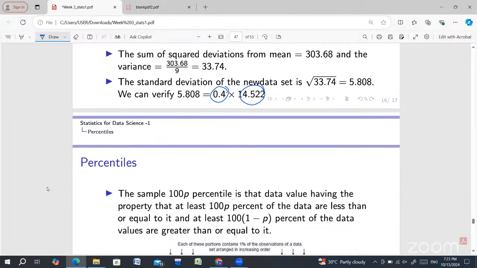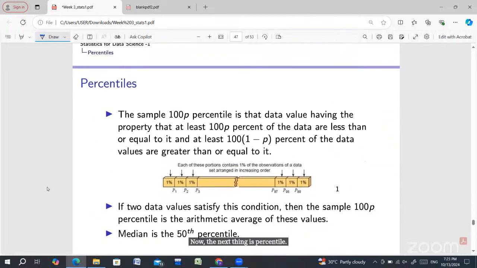Now the next thing is percentile. So what are percentiles? Suppose this is your entire data set. Percentiles are the 99 points which divide the whole data set into 100 equal parts.